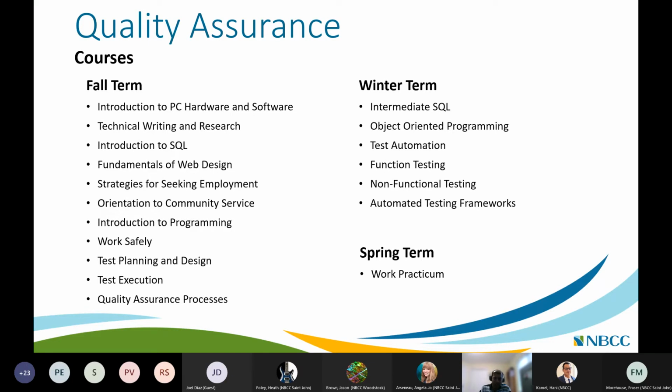And in the spring term, you will be going for a practicum for 6 to 8 weeks. So that covers the quality assurance part. I will give it back to the next person.